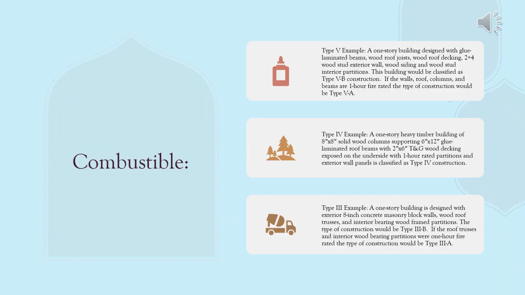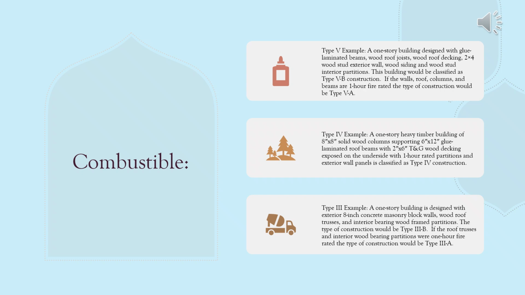Type 5 example: a one-story building designed with glue laminated beams, wood floor joists, wood roof deck, and 2x4 wood exterior construction. The building would be classified as a 5B. If the walls, roof, columns, and beams are 1 hour rated, the type of construction would be 5A. Type 4 is a one-story heavy timber building with 8x8 solid wood columns.